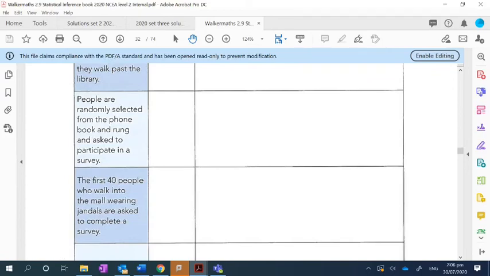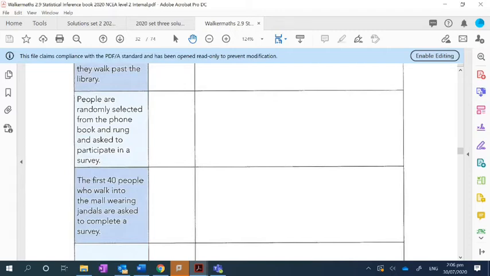I love this one. Come on, guys. Focus, or I'm going to call on you independently. The first 40 people who walk into the mall wearing jandals are asked to complete a survey. It would be perfectly fine if you were asking a question about jandals. I love jandals. My dad has 27 pairs of jandals. But that would be the only way you could ask it. But 40 people is good.